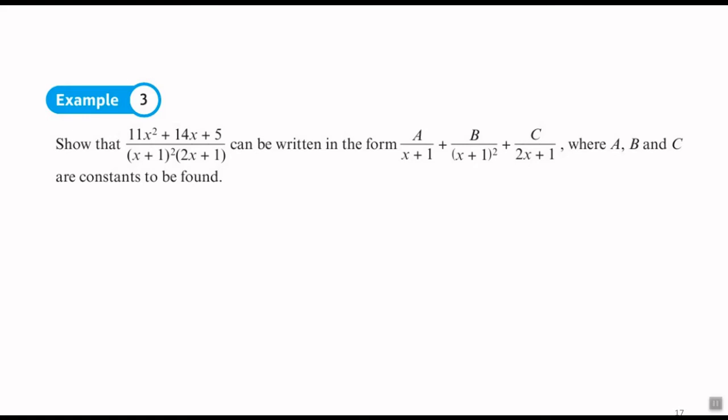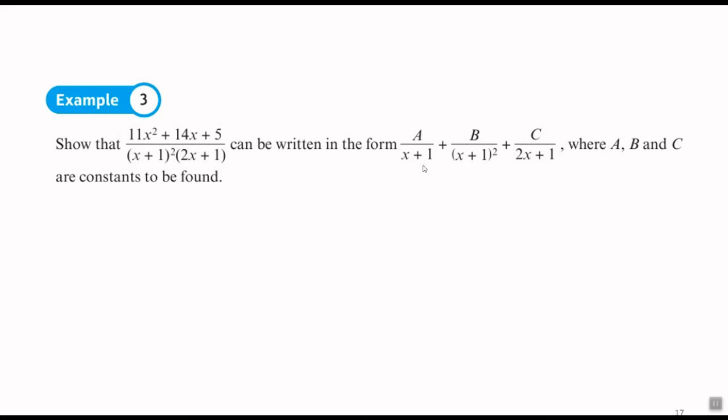Okay, welcome back. So what do you have to do here? First you need to take a common denominator. So what is the common denominator here? What is the LCM here? So the LCM is like this: (x plus 1) squared times (2x plus 1) is the common denominator.